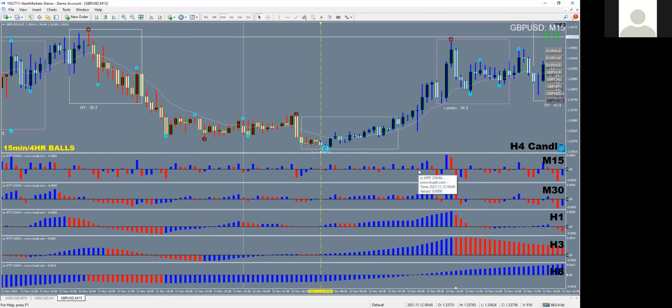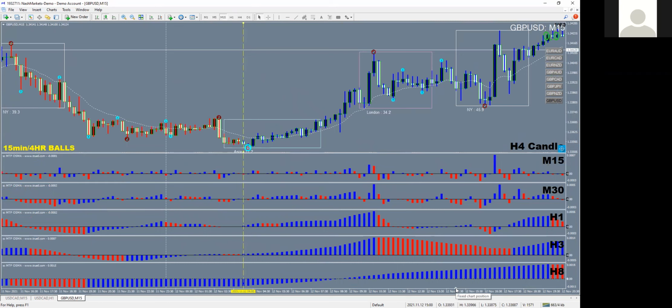And you move it over to where the 6 ball is. The vertical line. Yeah. And is everything lined up here? M30 is red, but M30 is red. So M15 is not your entry point. Move it down to a lower time frame. Why?